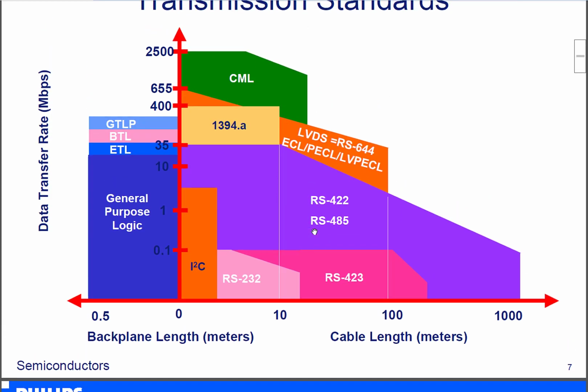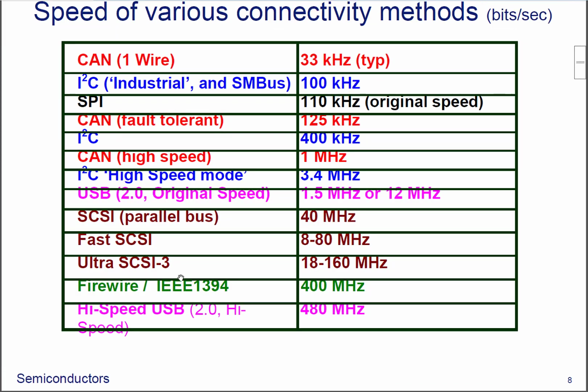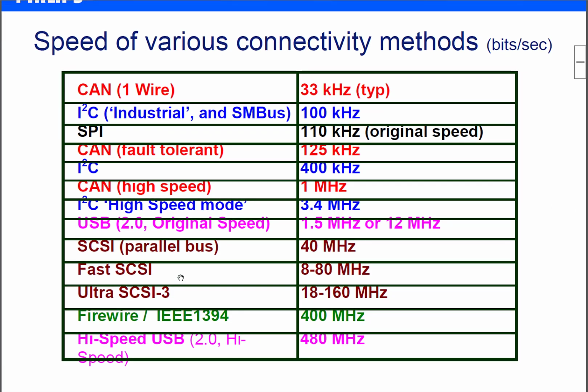And then you'll see on the left side of that diagram just general purpose logic. If you just have logic signals transmitted between devices, it's depicting here that these are meant to be over very short distances. Okay, and here's a little bit more detail on the data rates or clock rates that some of these various standards operate at.